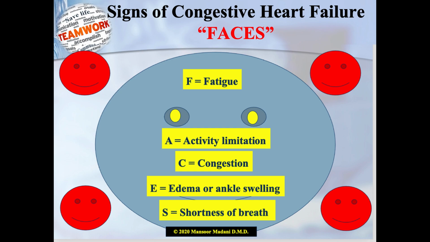In the upper right quadrant of the abdomen, there is tenderness and a painful liver. Excess fluid can also cause rapid weight gain as well. S for shortness of breath. Dyspnea, difficulty breathing. Rapid, shallow breathing. Fluid in the lung makes it more difficult for carbon dioxide in used blood to be exchanged for fresh oxygen.